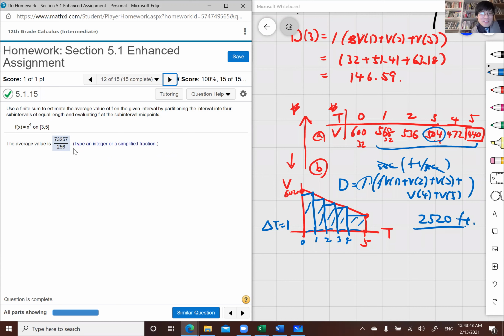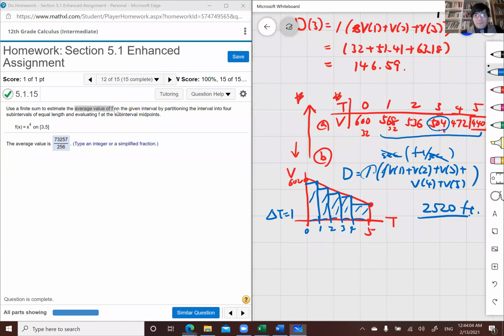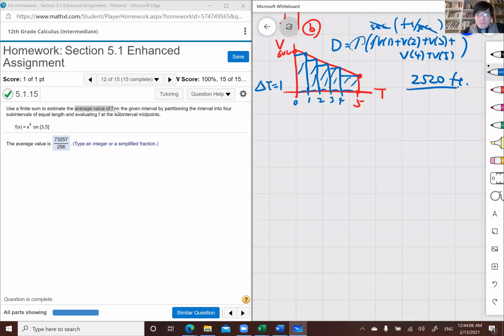Okay, use a finite sum to estimate the average value of f on a given interval by partitioning the interval into 4 subintervals of equal length. So now you have a new terminology here. It's asking for the average value. So what does it do? What do we need to find? What this is asking is, actually, you have an increasing function.